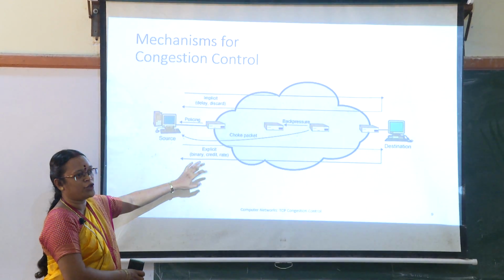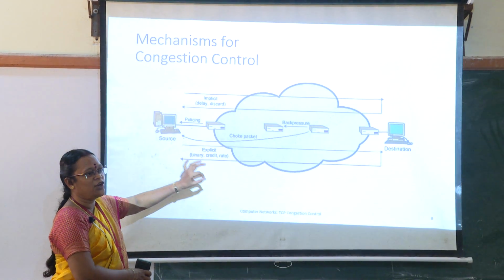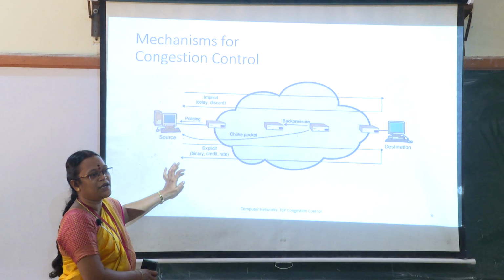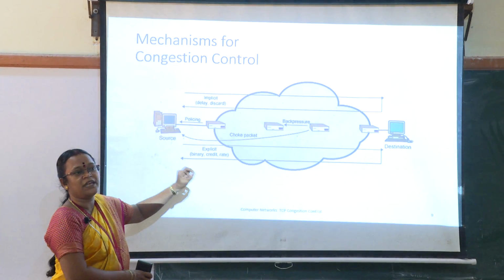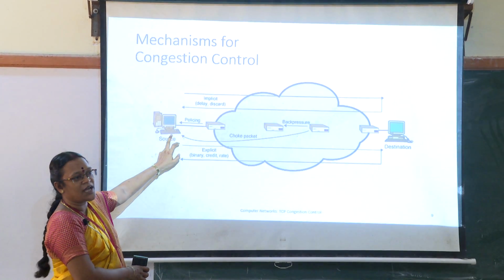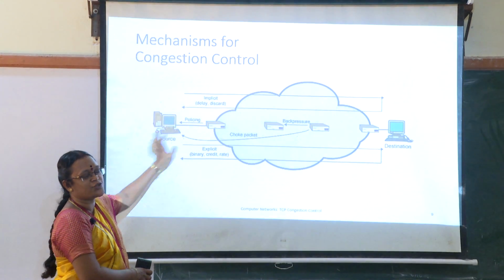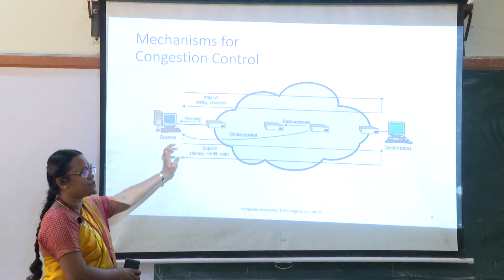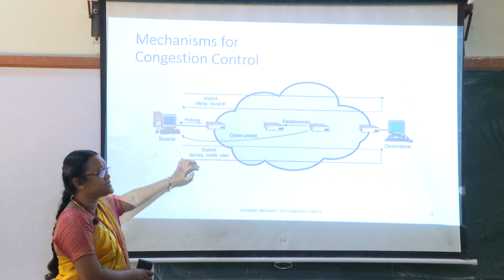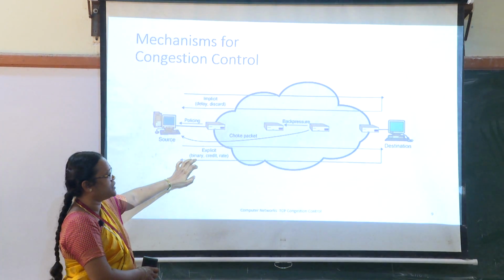Then if you go for choke packets, it will not deal with the intermediate nodes. Directly it will inform the source itself that the congestion has happened in that node. So this is the choke packet. Next is explicit and implicit.